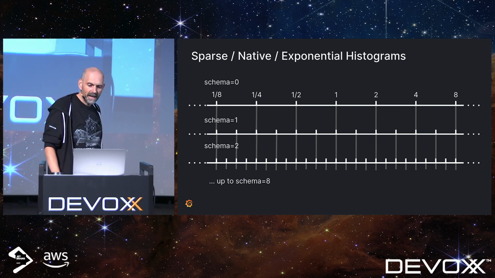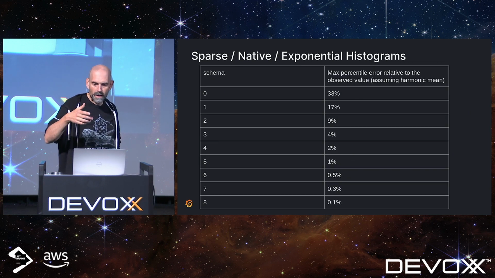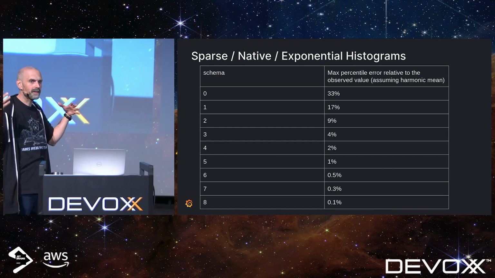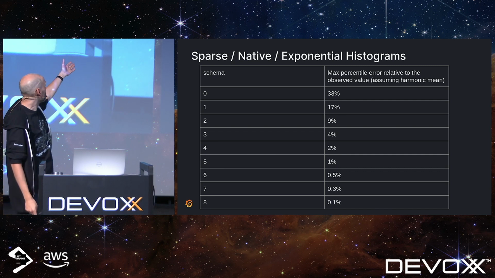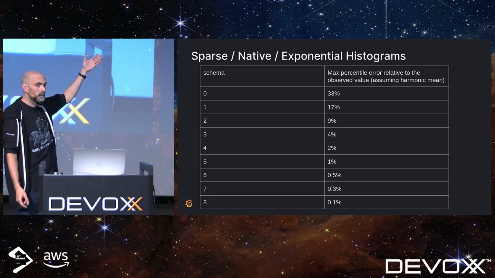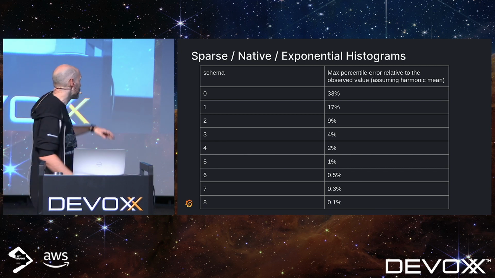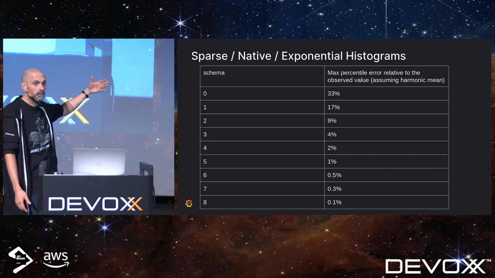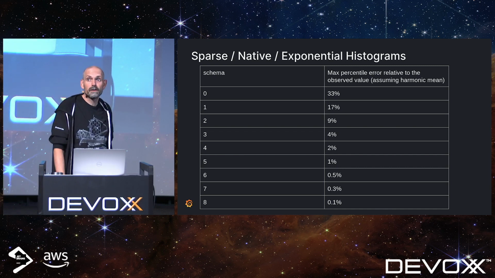And I actually did the math and tried to figure out, if you take these types of histograms and estimate percentile values based on them, how precise are they? And it's looking pretty good. So with schema 0, it's of course not so great. You have 33% potential error, but it goes down rather quickly. So schema 5, you're already at 1% potential error. Schema 8, you are at 0.1%. So it's actually looking pretty good, right?